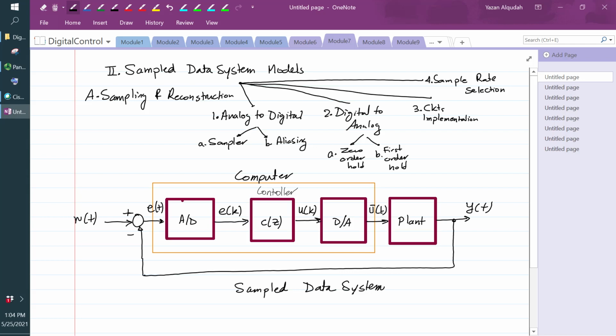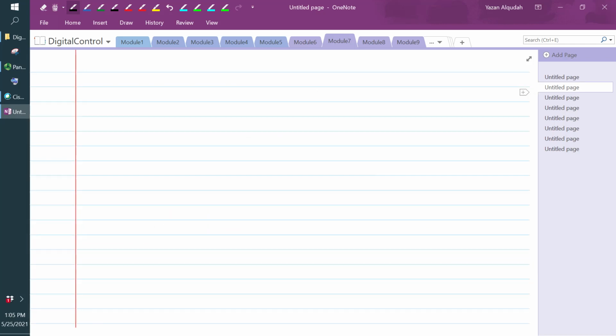So what we're going to be doing in this module and future modules is looking at the analog to digital converter and the digital to analog converter. Okay, so let's start with the analog to digital conversion.